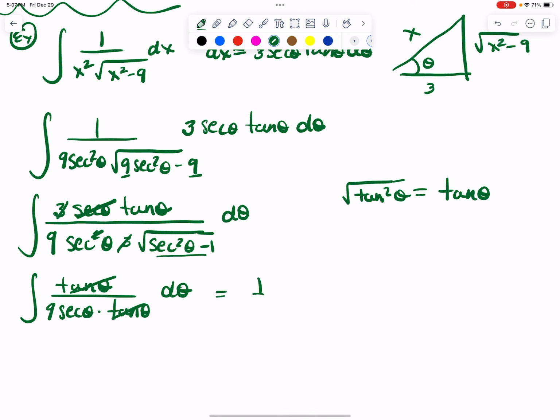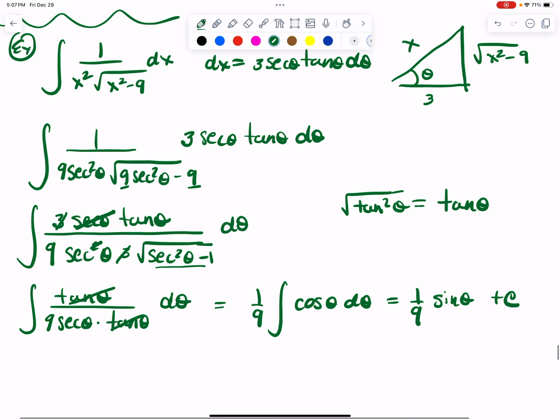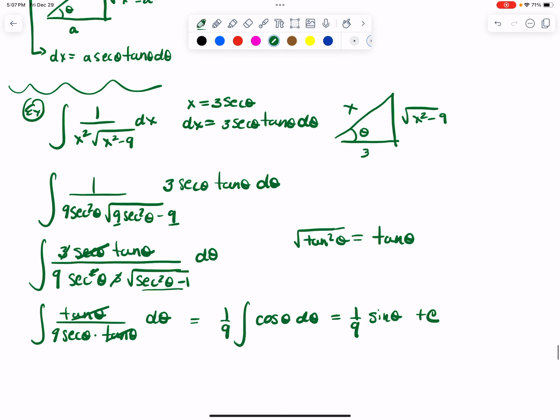So I really have 1/9, 1 over secant, but 1 over secant is really just cosine of theta, and that's an easy one, right? 1/9 sine of theta plus c. Now, we're not done yet because we still have it in terms of theta. And at this point, we refer to our triangle and we can pluck off sine, right? It is opposite over hypotenuse. So I should have 1/9 square root of x squared minus 9 over x plus c. That's it.